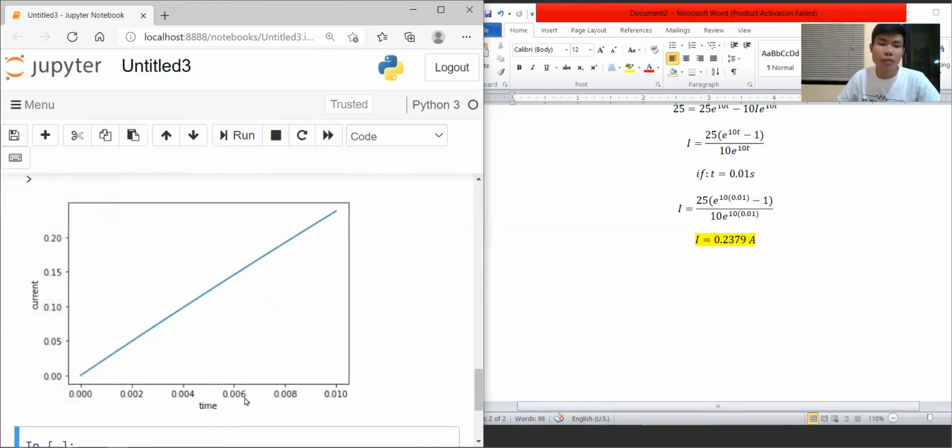So our graph naman dito, as you can see, we have a linear graph. So makikita natin sa graph na to na yung current have a directly proportional relationship with the time. So as the time increases, malamang dumadagdag din yung ating current. Makikita nyo dyan na at time 0.01, mayroon tayong current na mas mataas pa sa 0.2, which is equal to 0.2379 na nakuha nating sagot. So that's it. We already showed the solution in manual calculation and also in using Jupyter or Python notebook. That's all for this presentation.